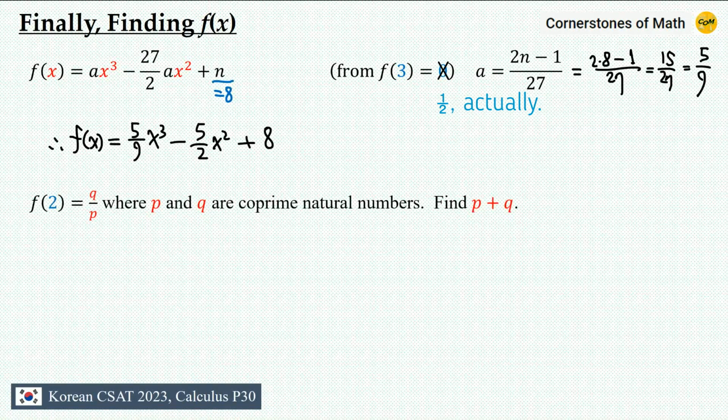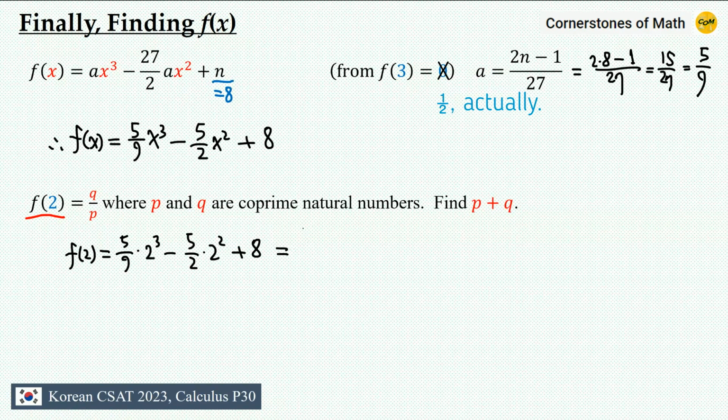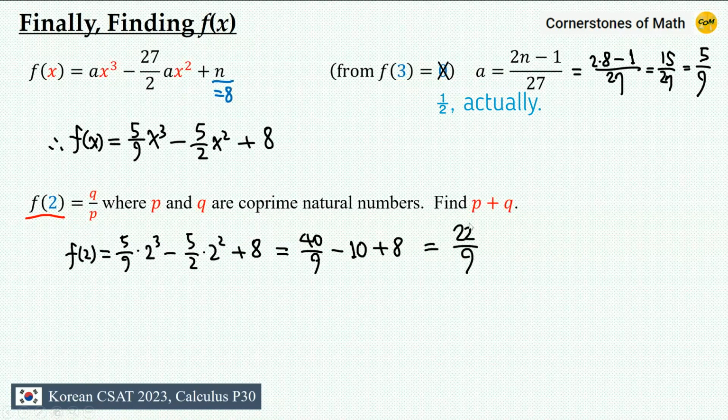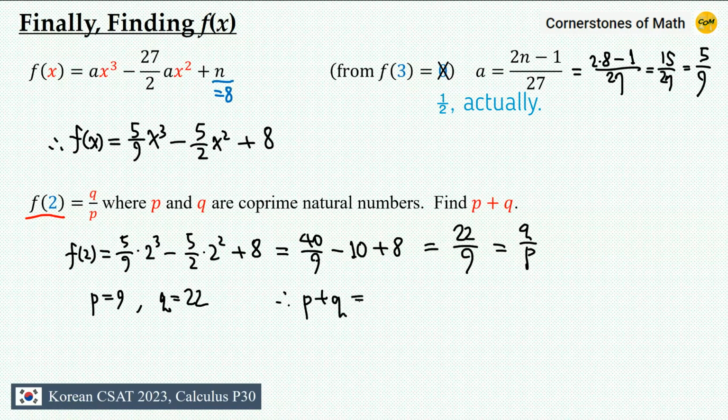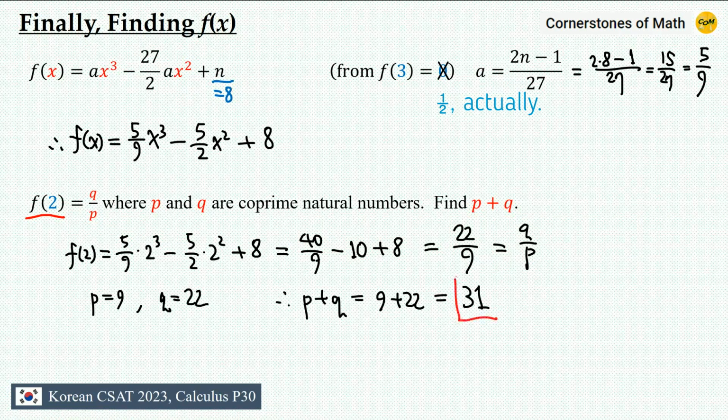The problem asks us to find the value of f(2), so f(2) equals this, so first term is 40 over 9, and the second term becomes 10, then we have plus 8, so we have 22 over 9. This equals q over p, therefore p equals 9 and q equals 22. Therefore p plus q equals 9 plus 22, 31. And this is our answer.